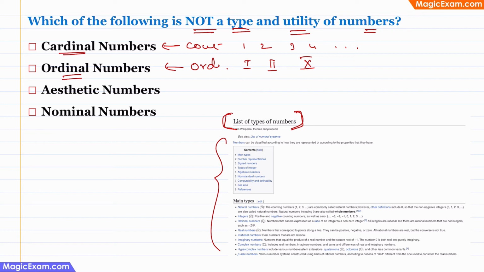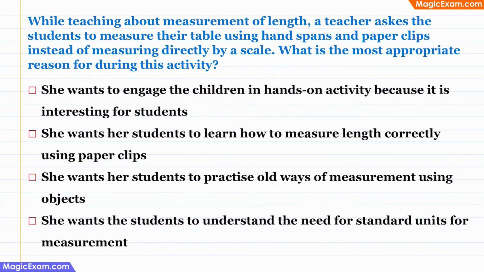And if the number is being used as a name, right? So that is nominal number. For example, if you talk about section 420, right? So now 420 is the name given to a specific section. Therefore, that is the name or the nominal number. Now, aesthetic numbers is not a type or utility of numbers, and cardinal, ordinal and nominal are a type or a utility of number. Therefore, here which of the following is not a type or utility? That is option 3.